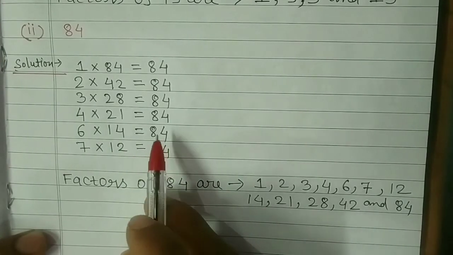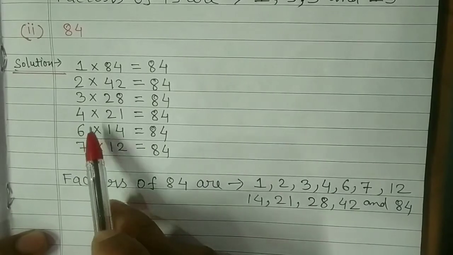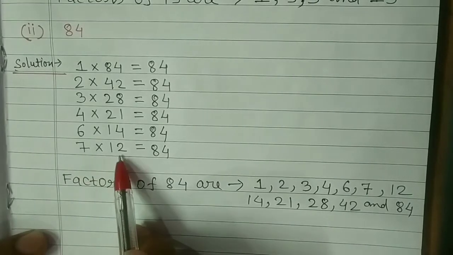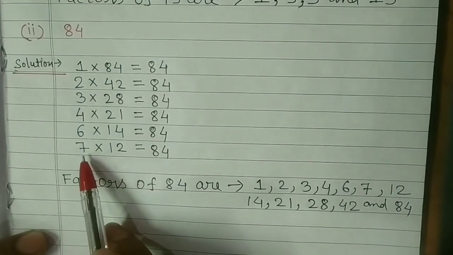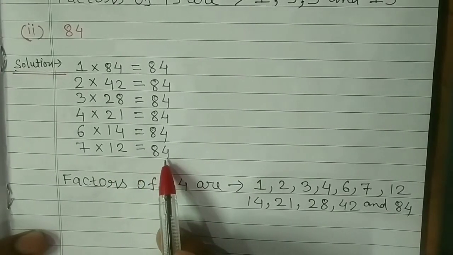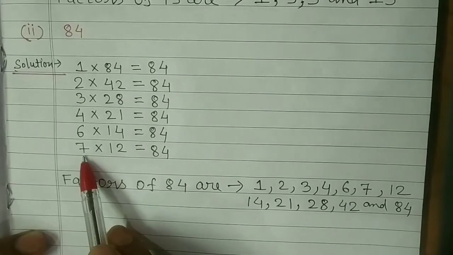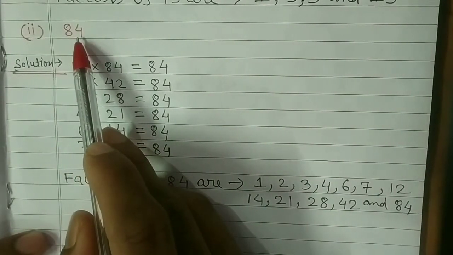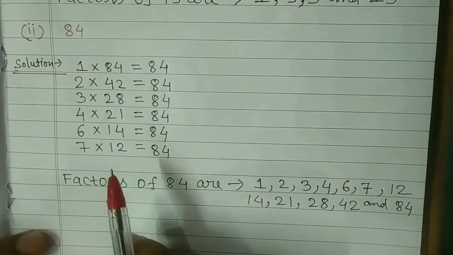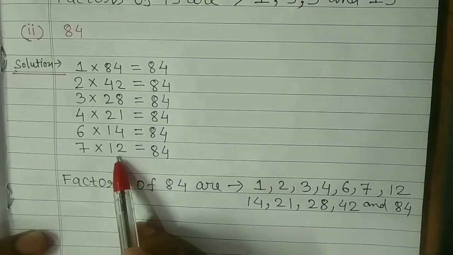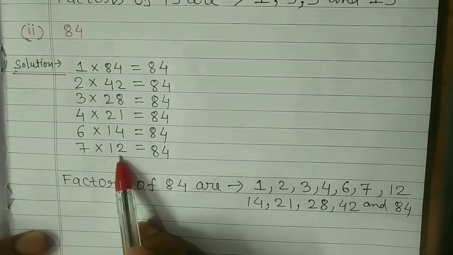Clear? Now after this number 6, the next number that will divide this 84 is 7. And the quotient will be 12. So I have written 7 into 12 equal to 84. Clear? Now after this number 7, the next number that will divide this 84 completely is 12. So here we can see that 12 is already present here. So now we are going to stop here.